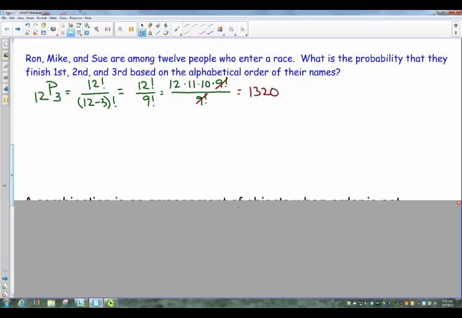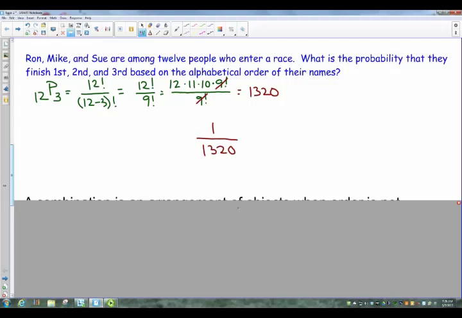Now, because we're asked probability, it's the number of things we want to have happen over the total number of things. Well, we know the total is 1,320. The number of things we want to have happen: probability they finish first, second, third based on the alphabetical order of their names. Well, there's really only one way to do this. It's Mike, Ron, Sue. So it's 1 out of 1,320, and there's your final answer.